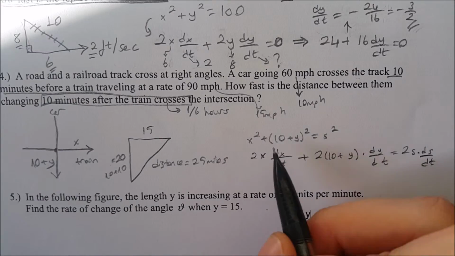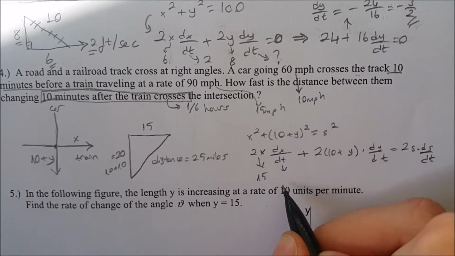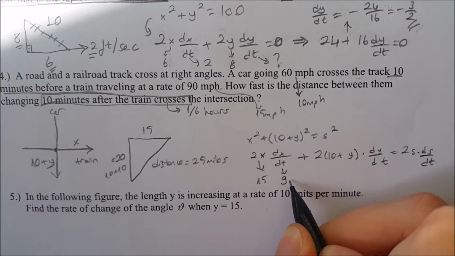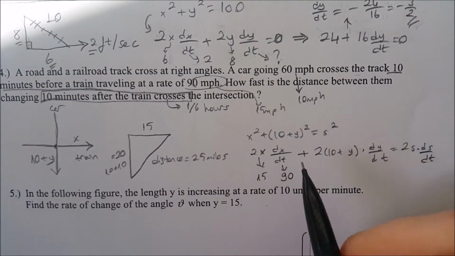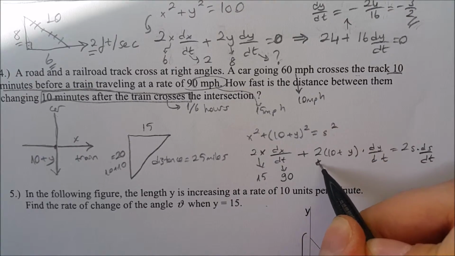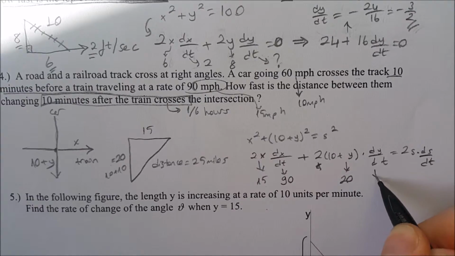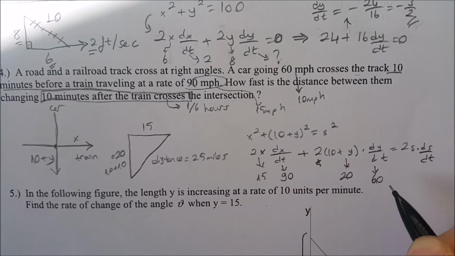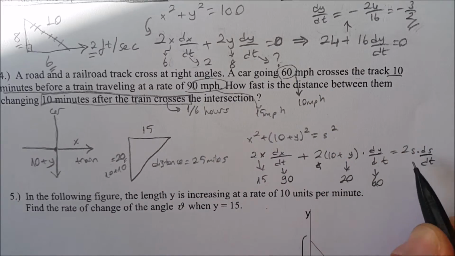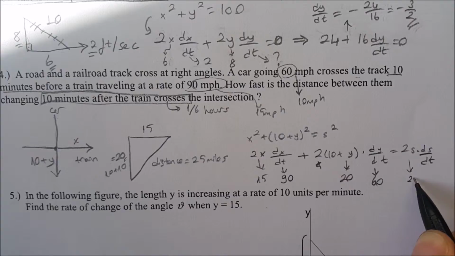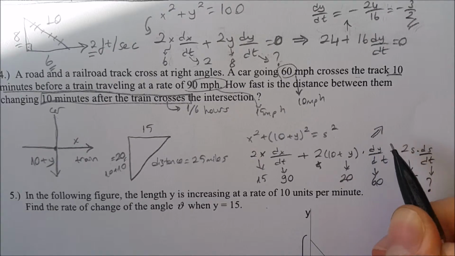So now we can put the numbers we found into the variables. X is 15 at this moment. Dx over dt would be 90 miles per hour. And then our y value is 20. We can find all of these variables from the question. And then our dy over dt is, as we calculated, 60 miles per hour.